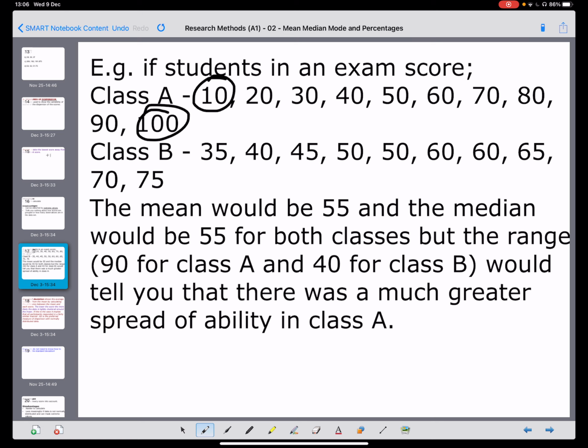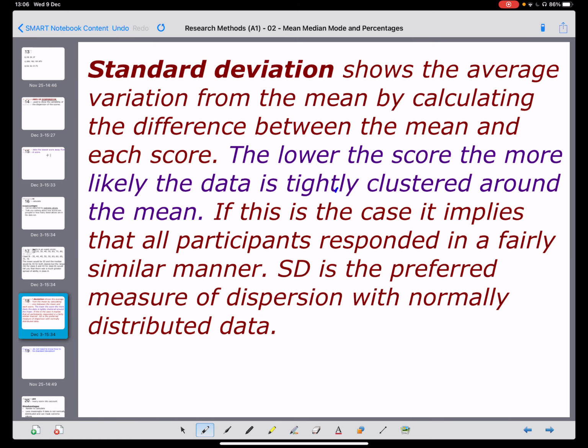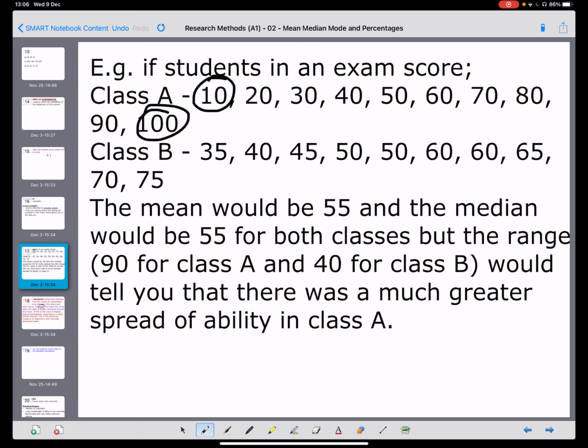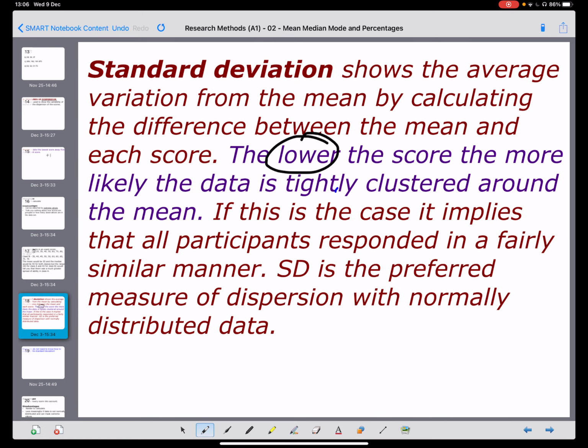It takes that average distance from the mean score and then works out the mean of that, okay? And what happens, it says the difference between the mean and each score. The lower the score, it means that the distance between them is lower. So for example, we see this class B set of data here, where each of the distances between the mean average and the actual score is actually quite a small number. So we're looking at a small actual distance there. And if I average that out, that will give me a lower score.